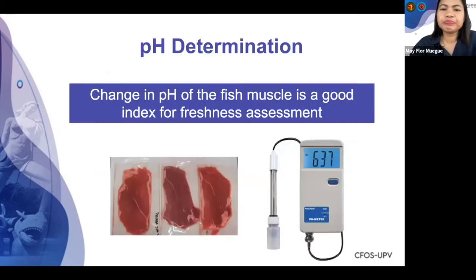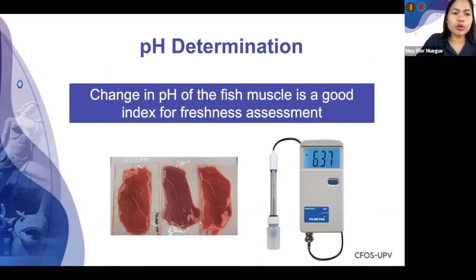So ayan. The first is the pH determination. So changes in the pH of the fish muscle is a good index for freshness assessment. Bakit? Ano nga yung pag-usapan natin last time? Anong mangyayari sa pH ng fish? Bakit siya good index for freshness assessment?